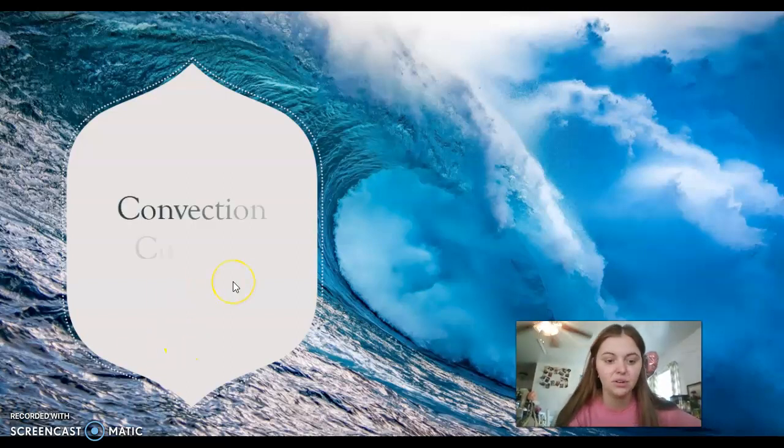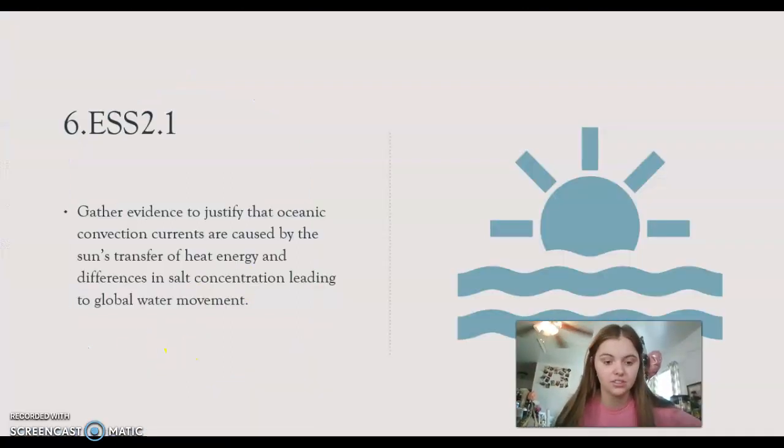Hey guys, today we're going to be talking about ocean convection currents. And please bear with me, I'm using a screen recorder and it's lagging on my computer. So if it lags or if it's slow, just bear with me.